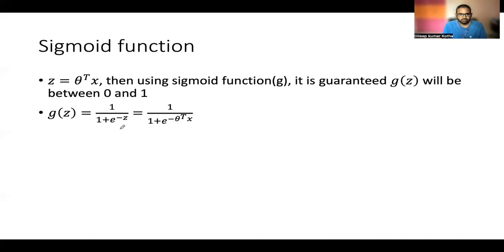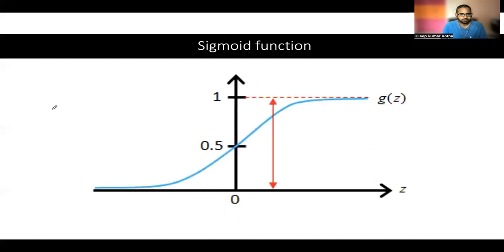Now, you take any value of z, this function will make sure the value will be transformed in such a manner that it will be between 0 and 1. So this can be also written as 1 by 1 plus e to the power of minus theta transpose x. Now we can use g to determine whether our equation will fit class 0 or class 1. So this is how a sigmoid function looks. Given as g of z, it looks like this.